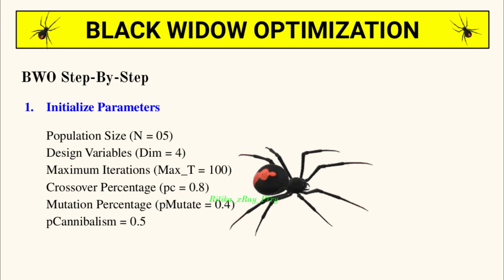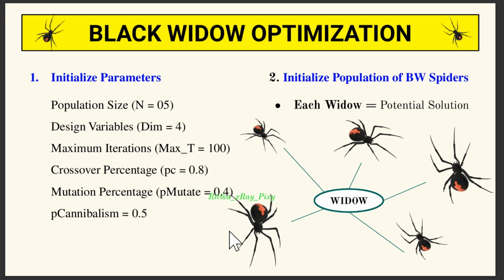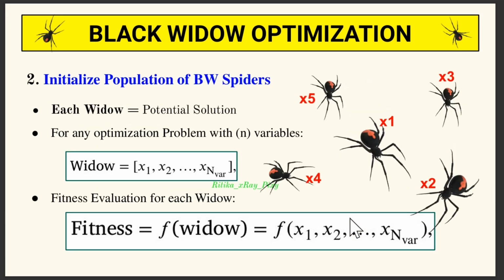Here we will initialize all the important parameters like population size and total number of variables, then we have different settings for input: percent of crossover, number of selected parents, percentage of mutation, and number of mutants. First we will initialize the population of black widow spiders. In the Black Widow optimization algorithm, each potential solution to the problem is called a widow. So every widow represents a black widow spider. For any optimization problem with n variables, we will represent each widow as a 1 by number-of-variables array. That is the solution of the problem that we are trying to solve.